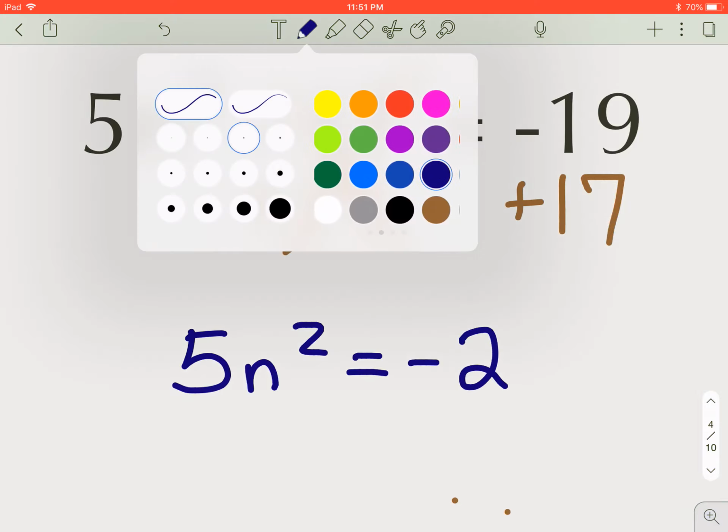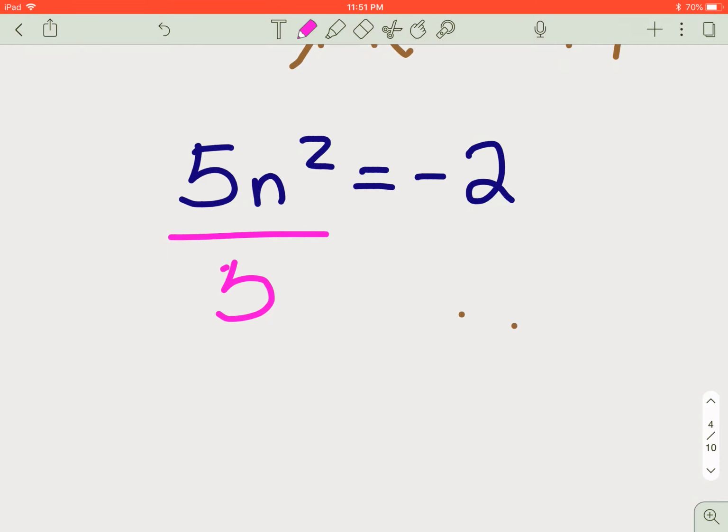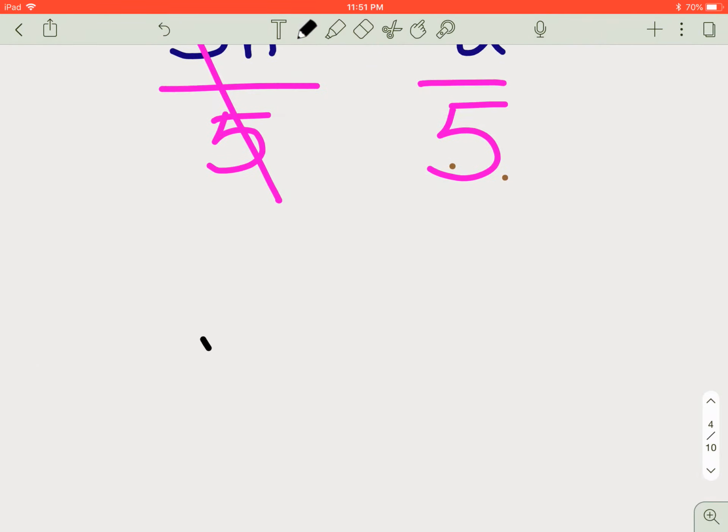I would divide both sides by my 5. 5s cancel each other out. That would leave me with n squared equals a negative 2/5.